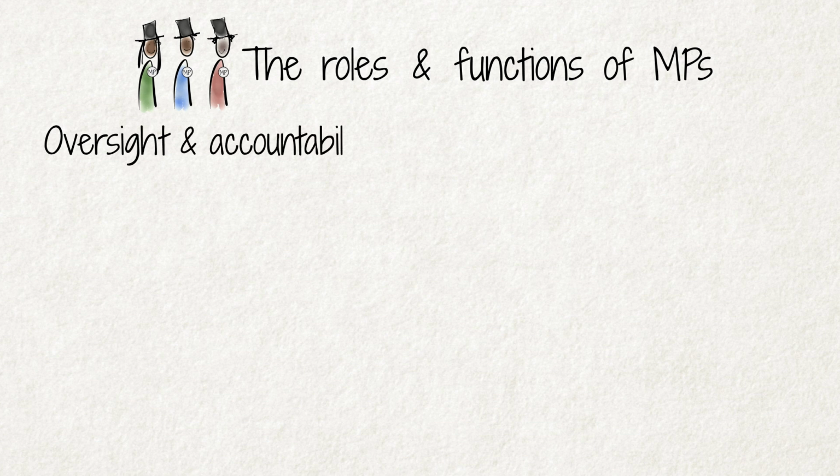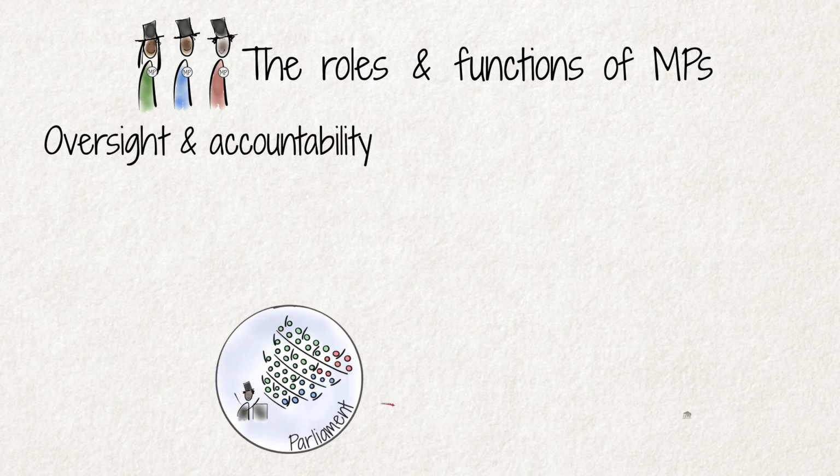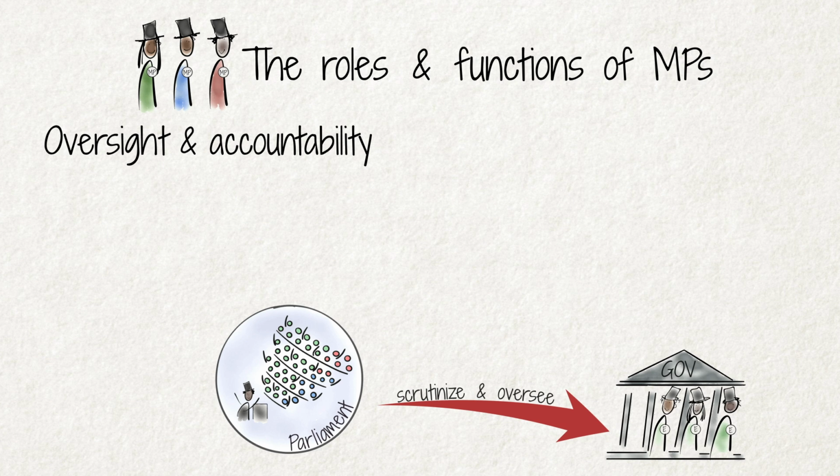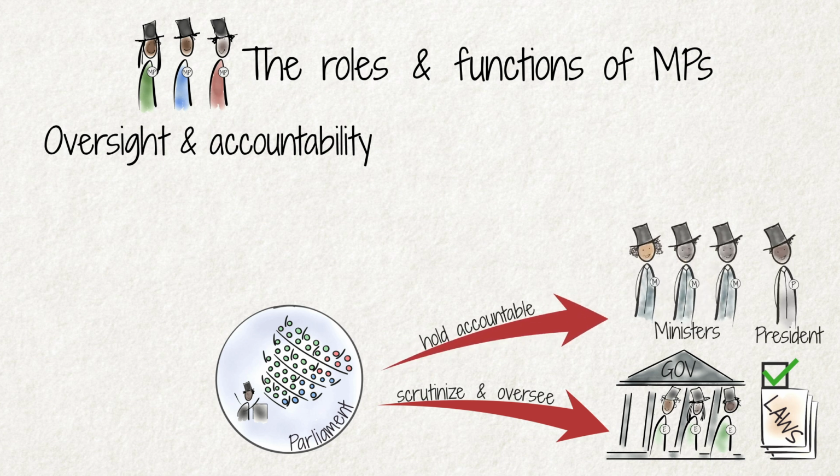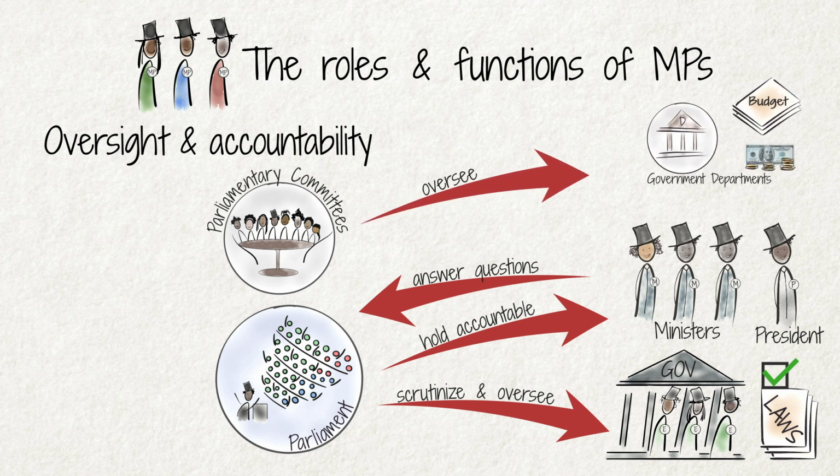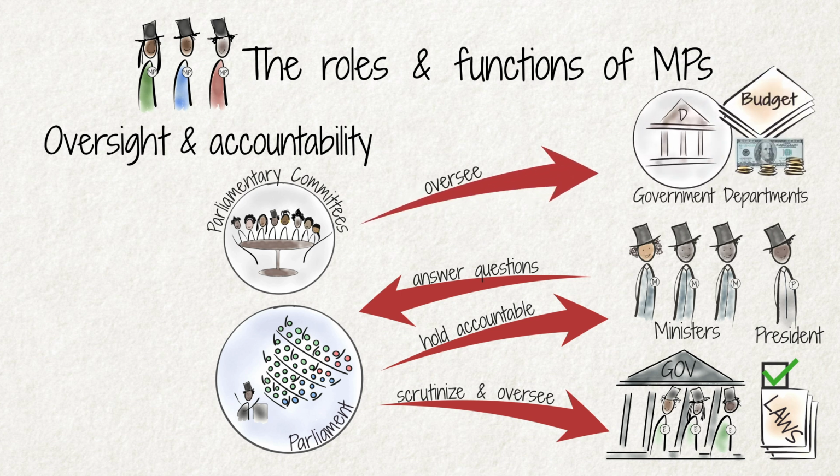Oversight and accountability. MPs should also scrutinize the work of the executive branch of government to ensure that the executive implements the laws and policies of the country responsibly and correctly. MPs use various mechanisms to hold government ministers and the president accountable. These include regular questions which members of the executive must respond to in Parliament. MPs also sit on parliamentary committees that oversee the work and spending of government departments.